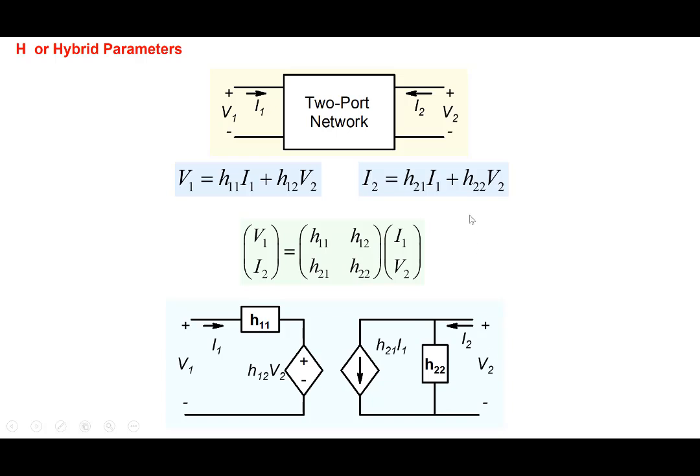And I2 is being represented as the sum of two components. So it's a parallel network here. In the parallel network, the H22 V2 is fine. And this part we have to represent as a current dependent current source here. So H21 I1 is a current component, and it depends on I1 current flowing here. So that's where we represent it in this particular form. So these are hybrid parameters. The importance of hybrid parameters is that these are commonly used to represent transistors.